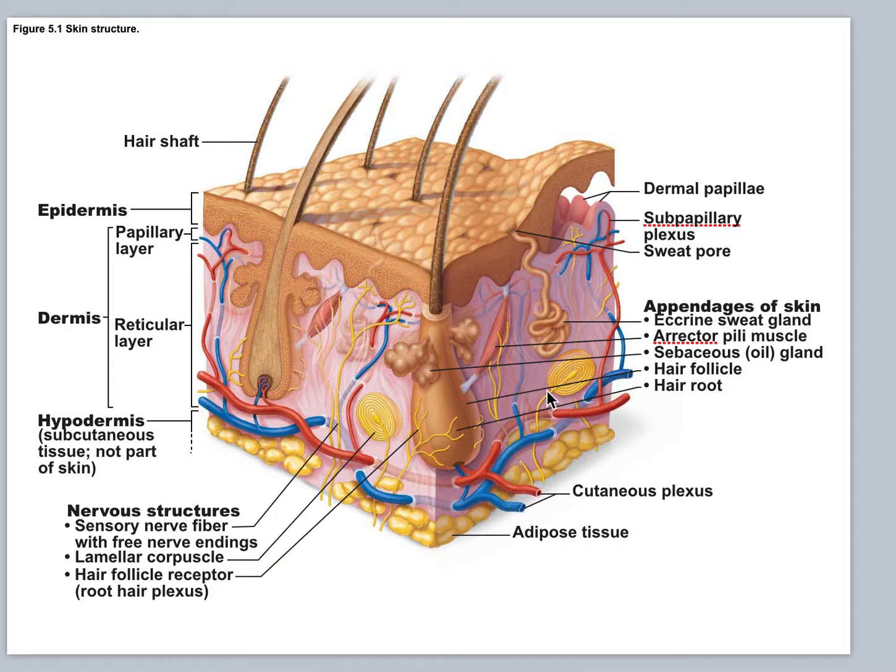Again, here's the hair root and the hair follicle. Hair follicle is a part of the hair root. Hair root is what's below the skin. Hair follicle is this bulbous portion. There's adipose tissue down here, represented by the yellow cells. Cutaneous plexus is basically just, cutaneous means skin. Plexus refers to the plexus of blood vessels, veins, and arteries. So those are the major structures of the skin.